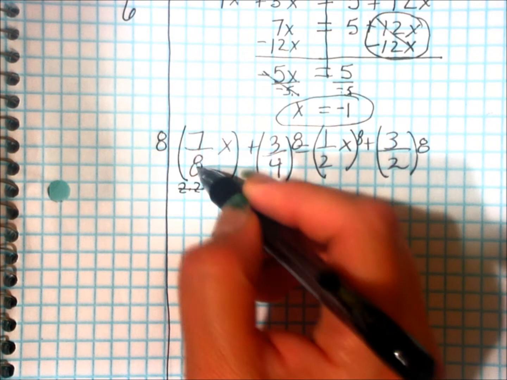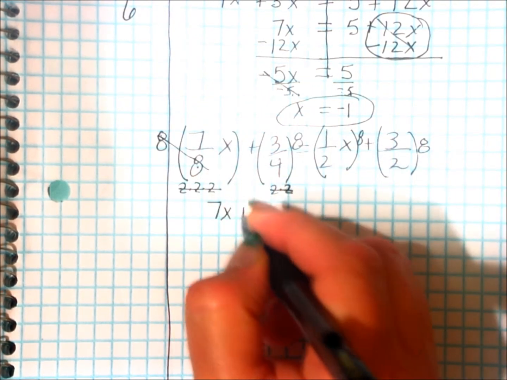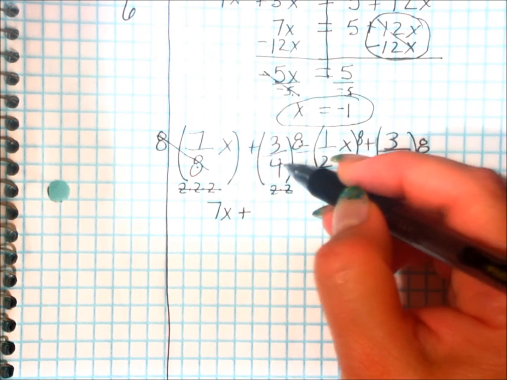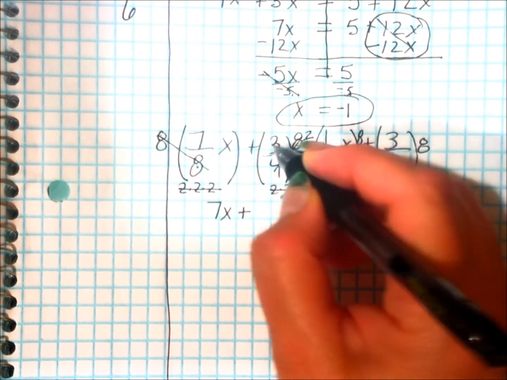So 8 divided by 8 is 1. 7x on the top. Here we have an 8 on the top and the 4 on the bottom. 8 divided by 4 is 2, and 3 times 2 is 6.